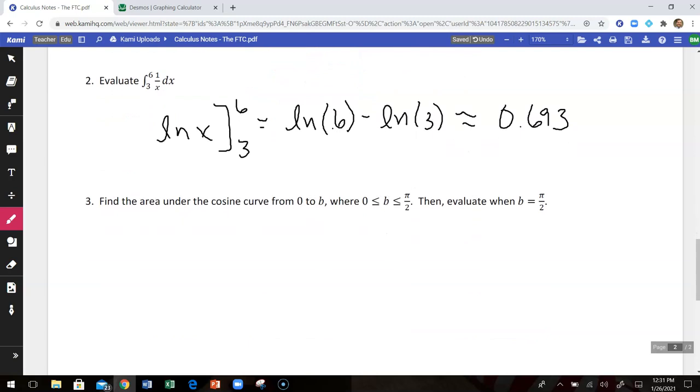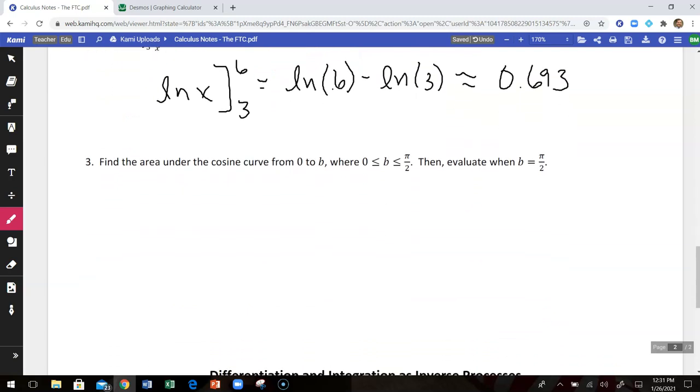Okay. Next example. Find the area under the cosine curve from 0 to b, and then evaluate when b is pi over 2. So, integral. I'm supposed to evaluate this from 0 to b. Our function is simply just the cosine of x, and then I'm going to put in the dx. That's telling me that my variable of integration is x.